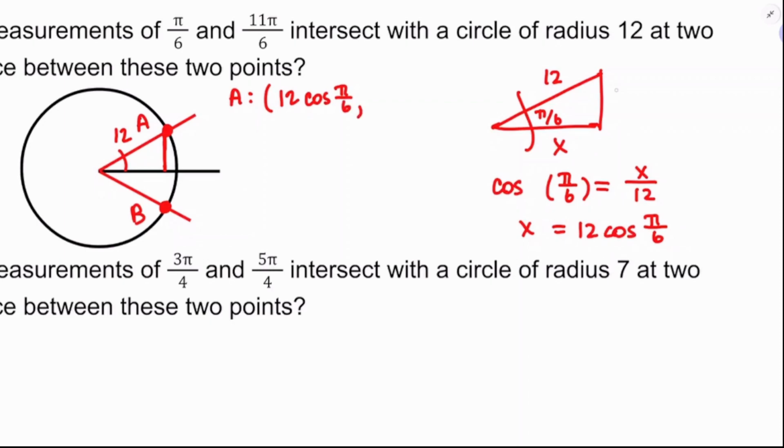And then if I was thinking about the y coordinate, I could do the same thing with sine, right? And just replace x with y. So sine of pi over 6 equals y over 12. And as a result, I could say y is equal to 12 times the sine of pi over 6.